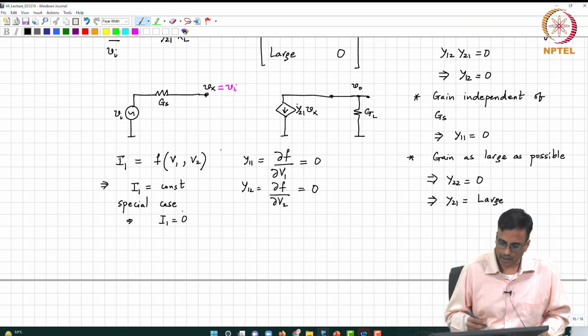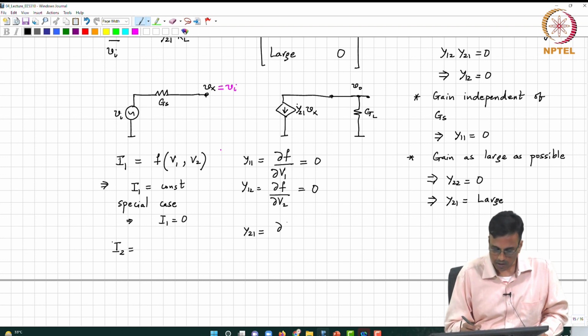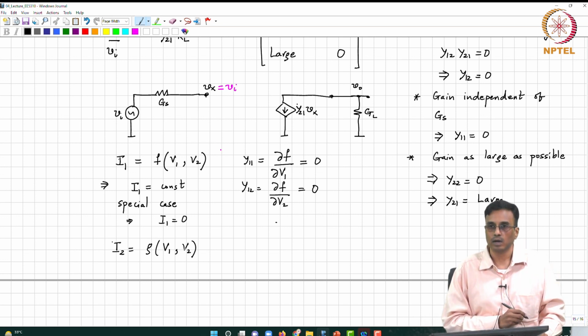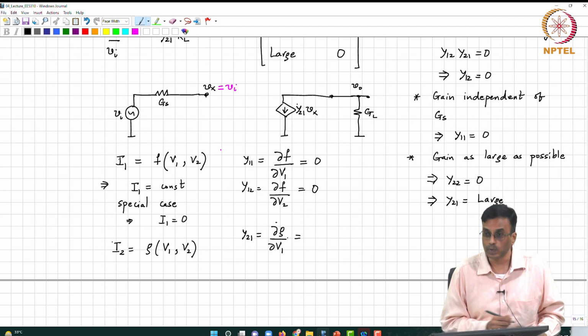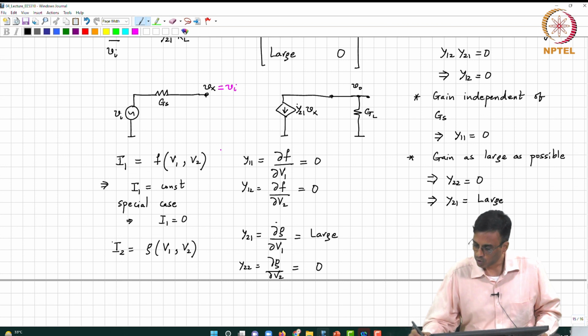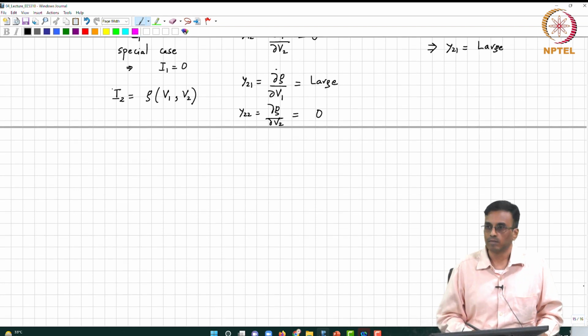Okay. Now, the second, what is Y21? Remember, g is some other nonlinear function of V1 comma V2, all right, and so Y21 is nothing but dou g by dou V1. We want this to be large, and Y22, which is dou g over dou V2, must be 0, all right. So, what comment can we make about the function?